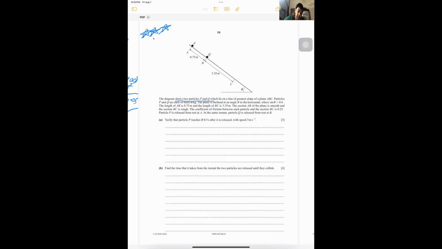The diagram shows two particles P and Q which lie on a line of greatest slope of a plane ABC. Particles P and Q are each of mass m kg. This is m, this is m. The plane is inclined at an angle theta. You can see the theta. The horizontal where sine theta.